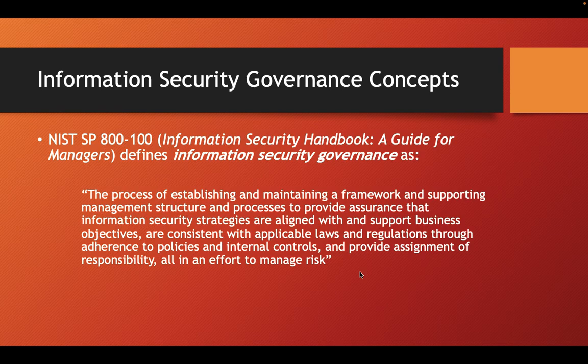In the NIST SP 800-100 Information Security Handbook, a guide for managers, this handbook defines information security governance as the process of establishing and maintaining a framework and supporting management structure and processes to provide assurance that information security strategies align with and support the business objectives, goals, mission, and vision, and are consistent with the applicable laws and regulations that the enterprise has to adhere to, in adherence to the policies and internal controls of the organization, and provide assignments of responsibility in an effort to manage risks and get the enterprise going.